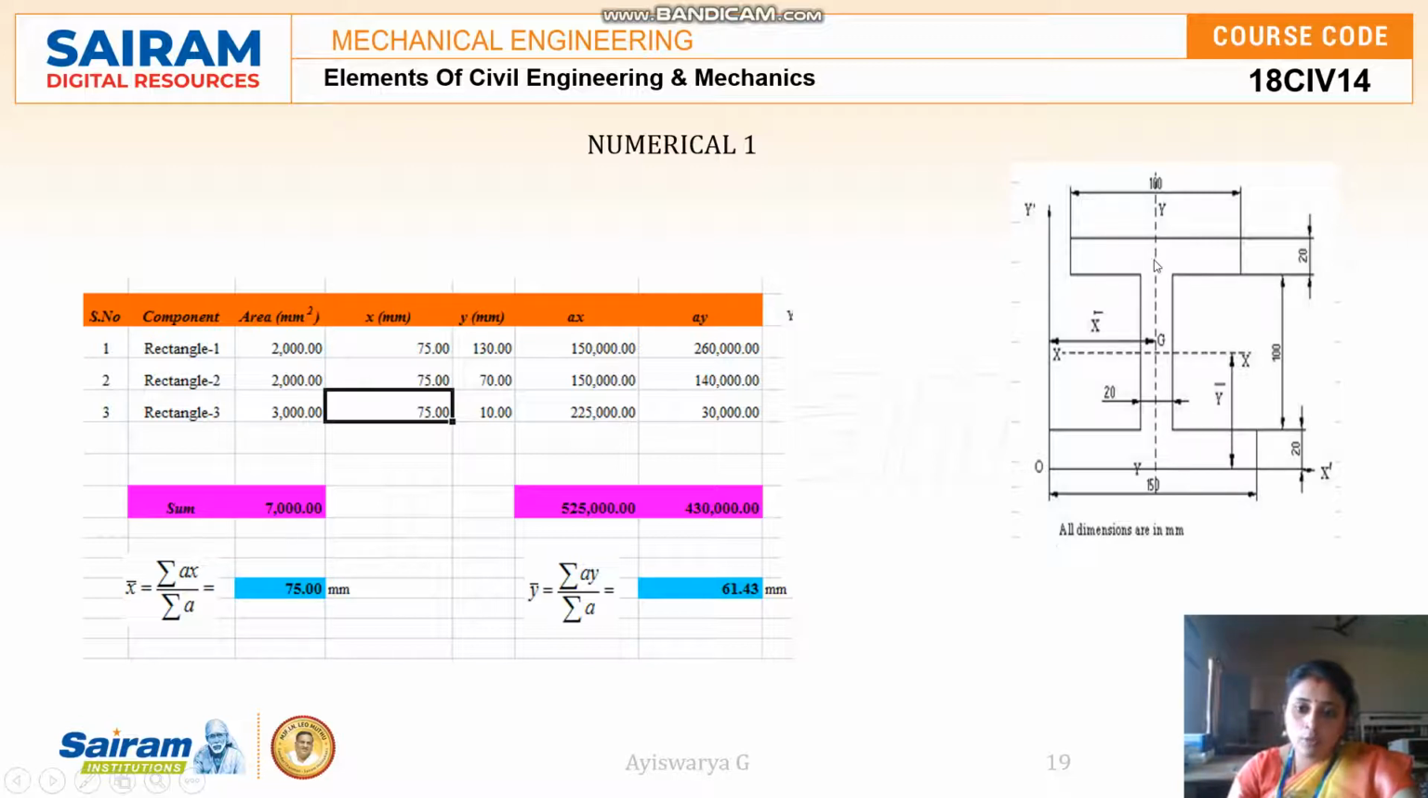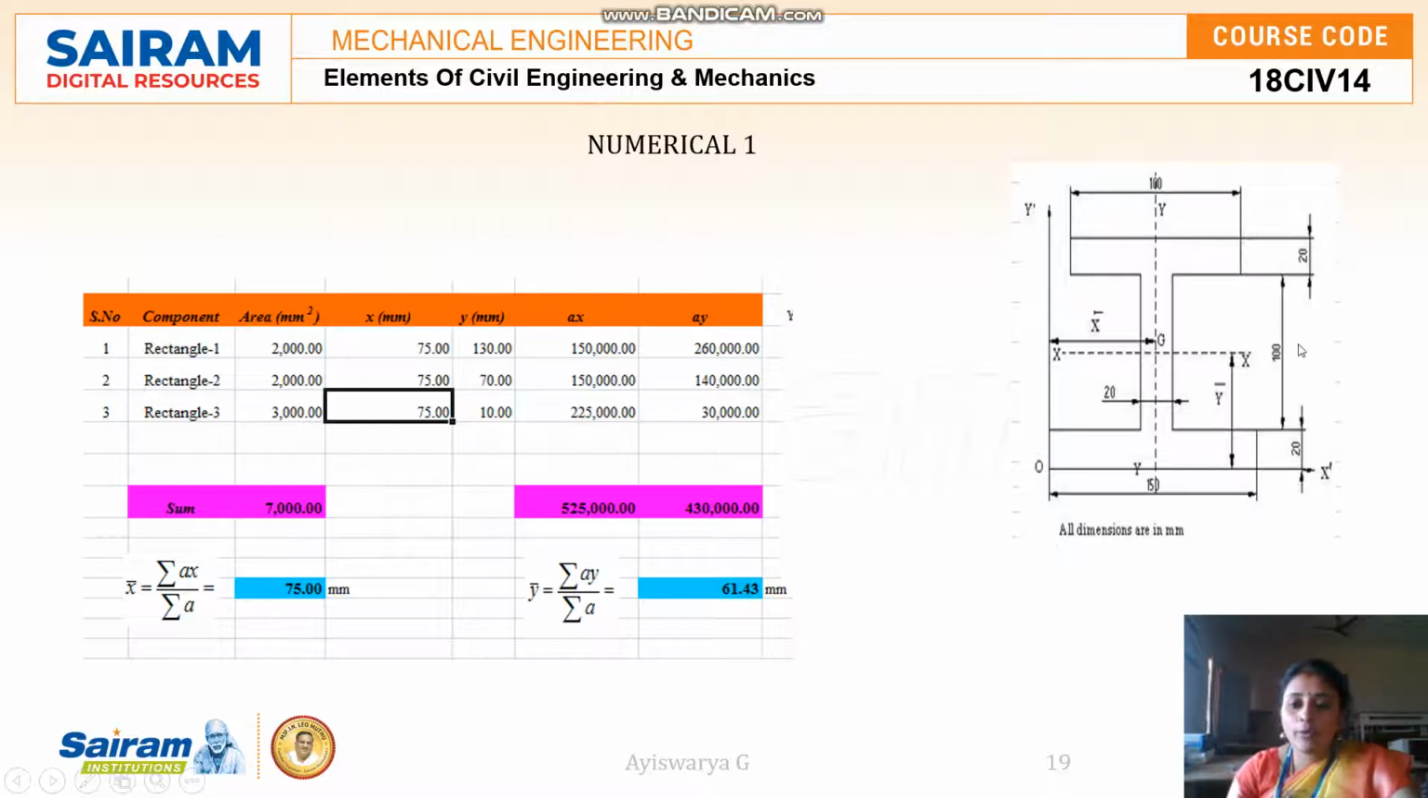Okay, so for the first component, the G will be here, right? So the x bar, that is this distance x1, will be the x distance from y. See guys, till this the distance is 150 mm, so 150 divided by 2 will be 75, right? And half of this first flange plus the remaining distance will be taken as y1, that is 20 divided by 2 plus 100 plus 20, that is 130, right? So if you multiply a into x, you will get ax, and a into y, you will get ay.